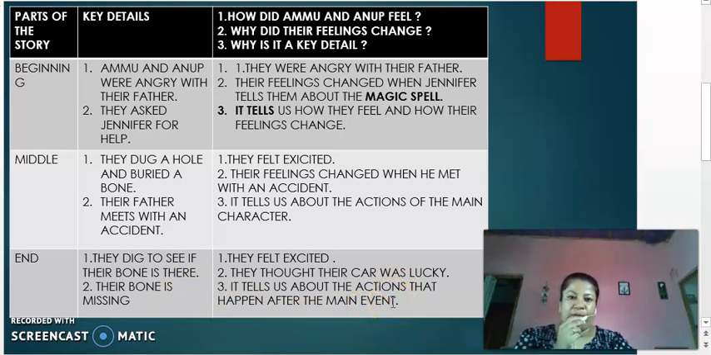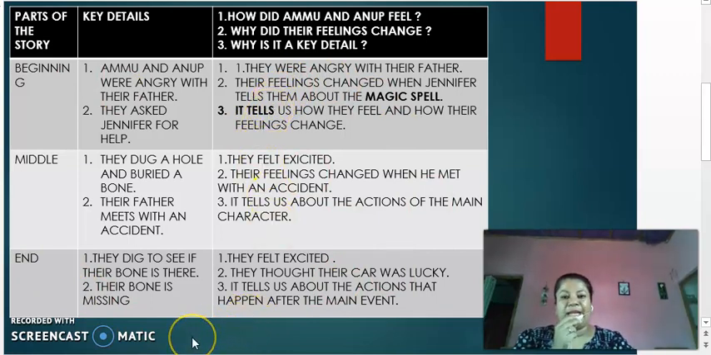That means when they go and they ask Jennifer for help, they dig a hole, and they bury a bone. So after all this, it tells us about all the actions of the characters that happen after the main event. So these are your key details in the story.